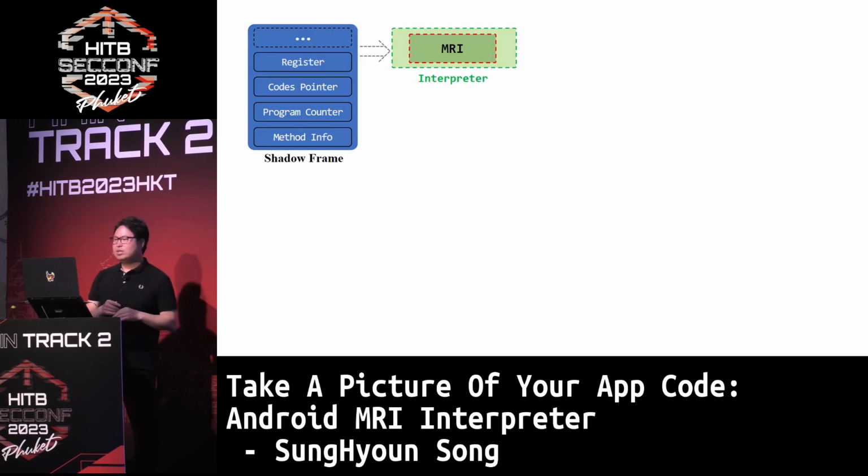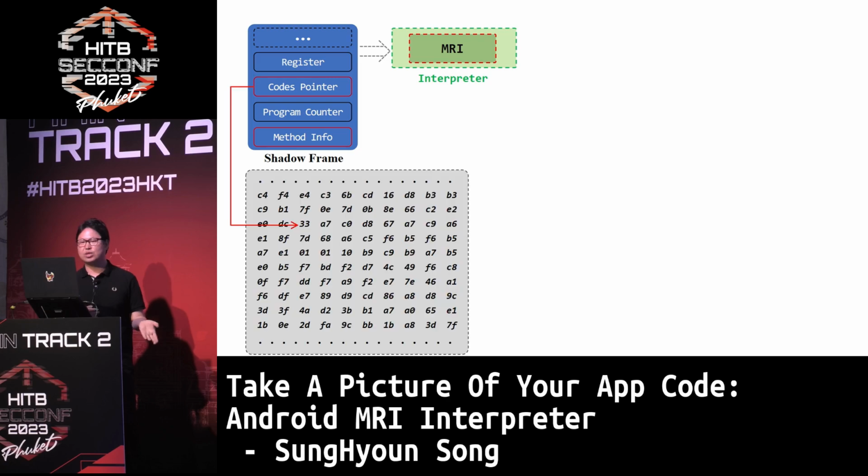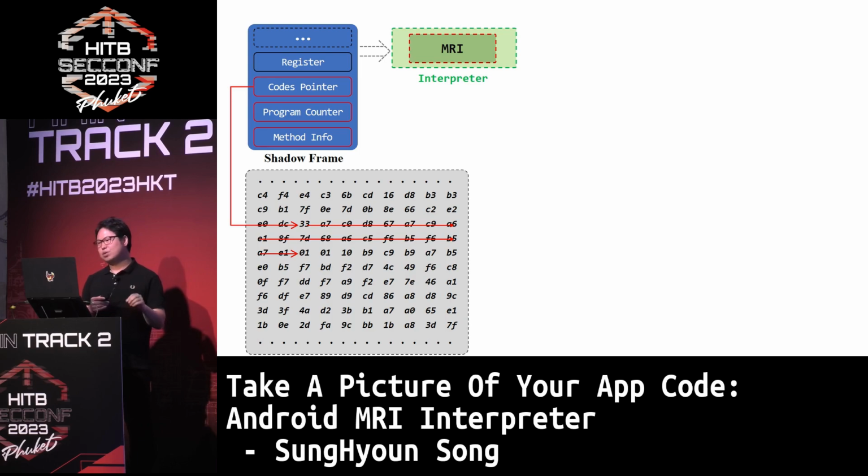When the shadow frame is passed to the MRI interpreter, it first uses the method info to confirm which function is needed to execute it. After using the address information stored in the code pointer, the MRI interpreter moves to the address of the code in memory. Moreover, the MRI interpreter moves forward by the number of bytes specified by the program counter.